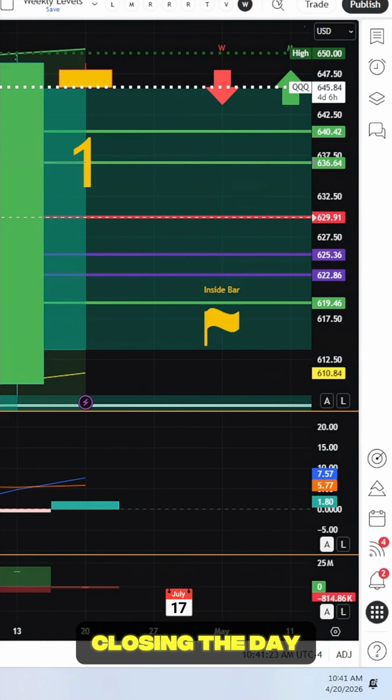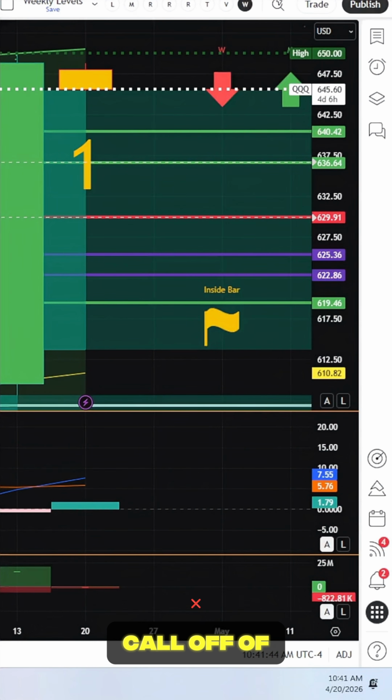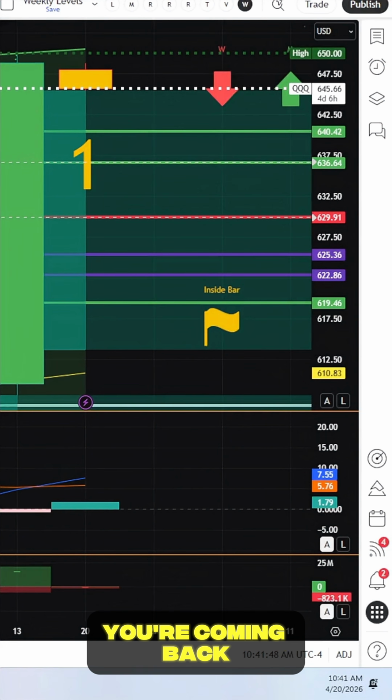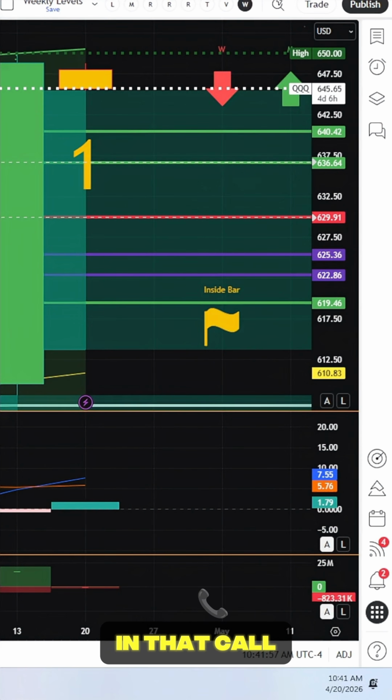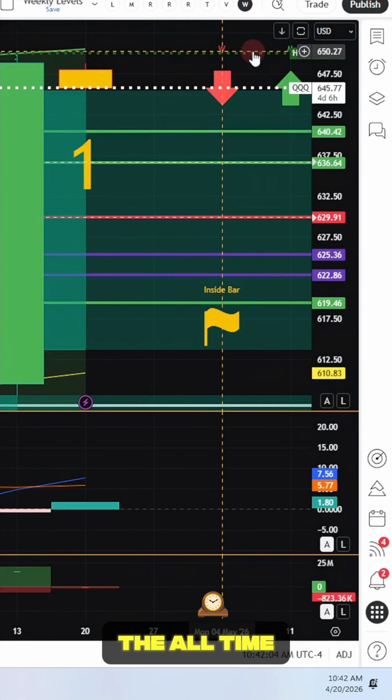If we start closing the day below that level, then that means the level is given out. You don't want to enter that call off of that trigger. You want to see a little bounce. You want to see the retest. Maybe we go below that 636 for a little bit, and then we come back above it. On that retest back up, when you're coming back above it, that's when you want to start jumping in that call and riding it up to 640, and then retesting the high at 650. Definitely not buying calls at the all-time highs.